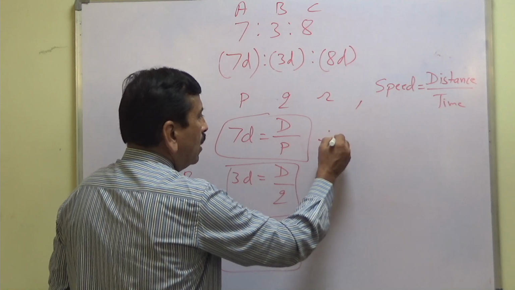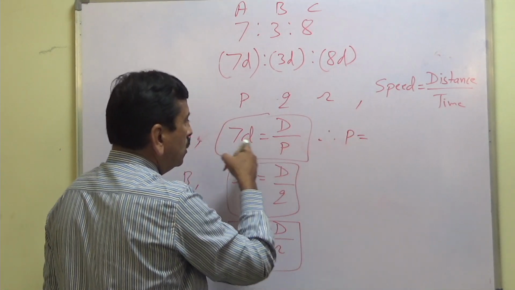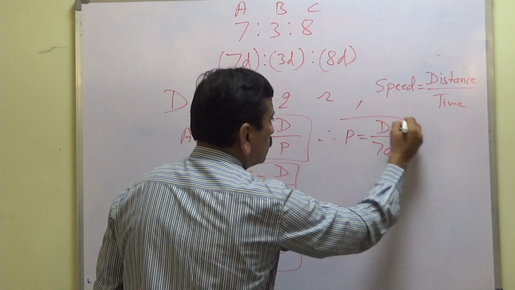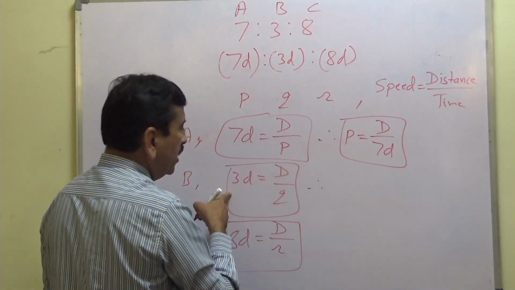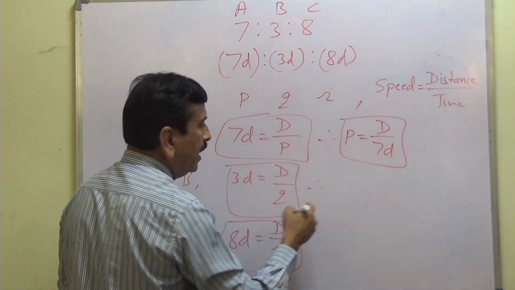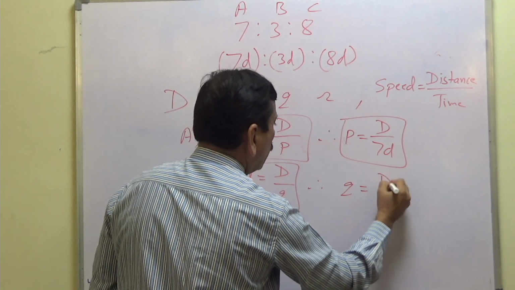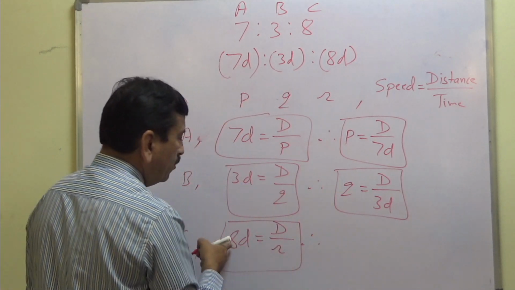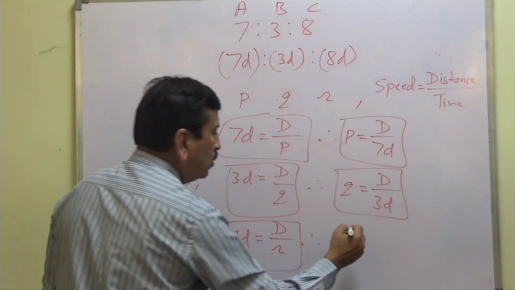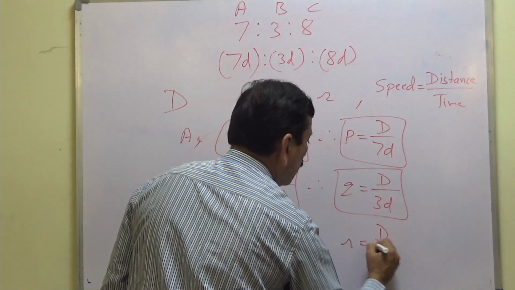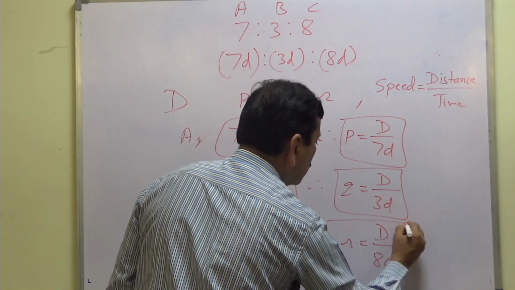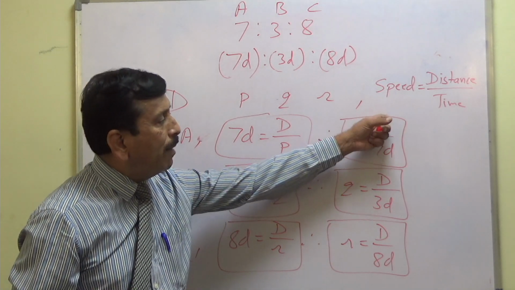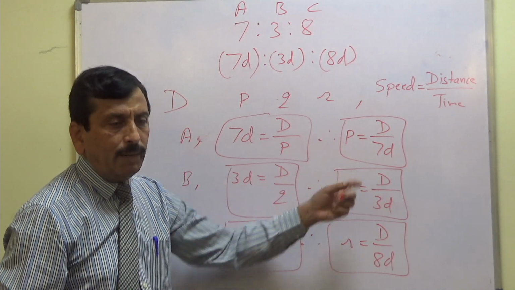From this, I can say that P is equal to D upon 7D. From this, I can say Q goes on this side, 3D on this side, Q is equal to D upon 3D. From this, R is equal to D upon 8D. Very simple. Therefore, we have obtained the value of P, Q, R in terms of capital D by small d.